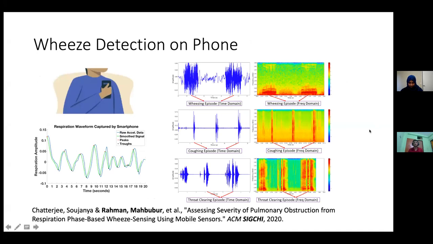Another thing that I want to highlight is our recent CHI paper. As many of you may know, CHI is the topmost human-computer interaction conference in the world, and we have published this paper in this year's CHI. Here we are explaining how we can use this phone to assess wheezing. People may not know wheezing. In Bangla, in our local language, I think in our own area, we say shai shui.